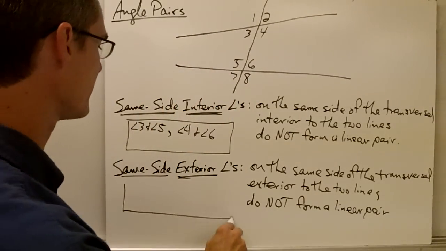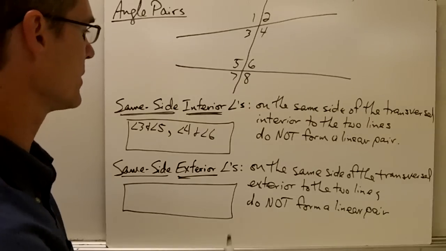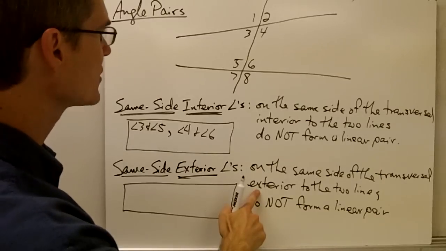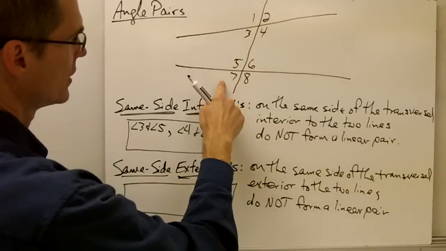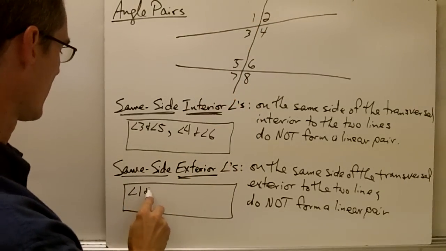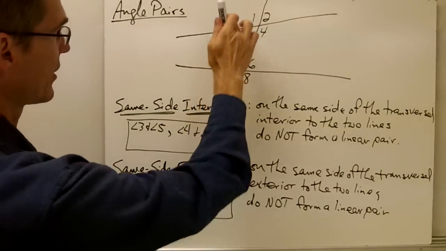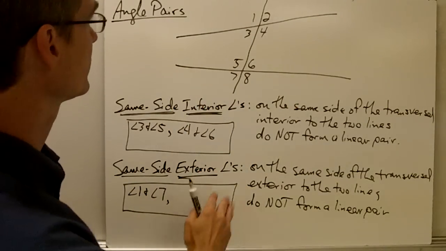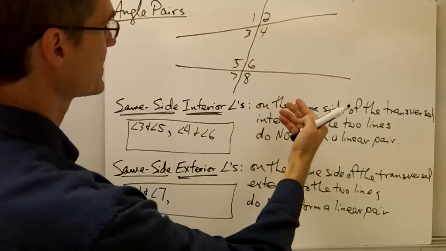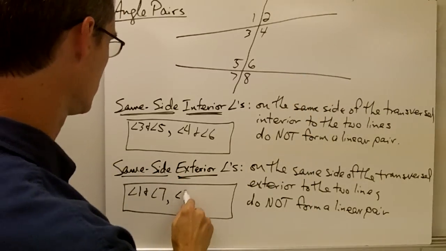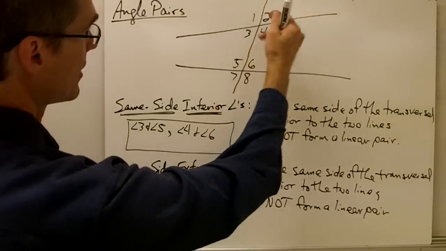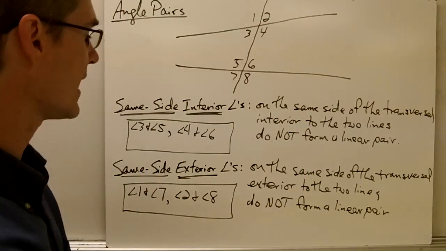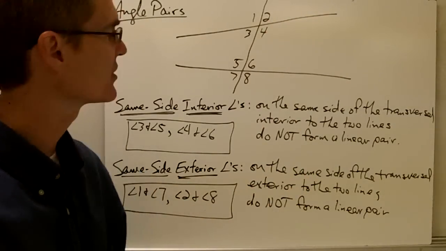All right, let's see if we can identify the same side exterior angles in this picture. They need to be on the same side of the transversal. Okay, so let's start with the left side. They need to be exterior to the two lines. So angle 1 and angle 7 are on the same side of the transversal, and they are exterior to these two lines. So that's one pair of same side exterior angles. If we look at the other side of the transversal now, the right side, angle 2 and angle 8, they are exterior to the two lines, and they are on the same side of the transversal. So angle 2 and angle 8 are the other pair of same side exterior angles.